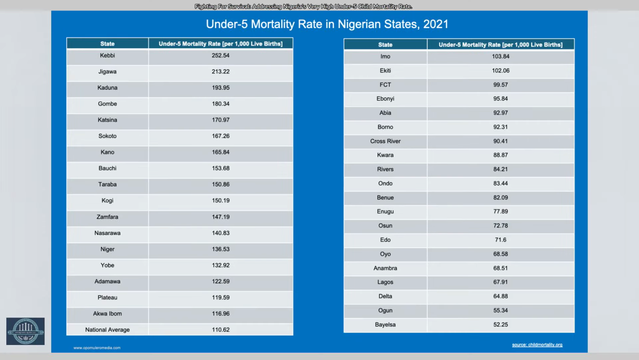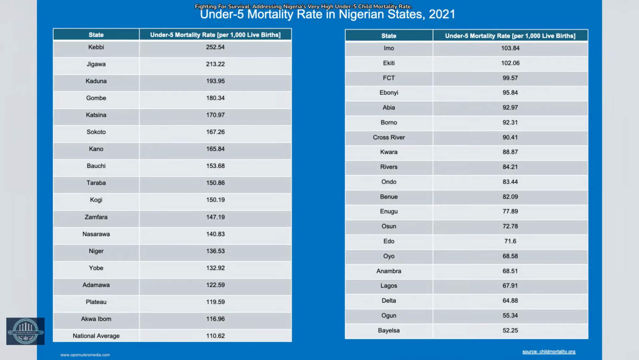The table on the left of your screen contains states in Nigeria with under-5 mortality rate higher than the national average depicted in the last row. With the exception of Akwa Ibom State, second to the last row, located in the southern part of the country, all the states with under-5 mortality rate higher than the national average of 110.62 deaths per 1,000 live births are located in the northern part of the country.